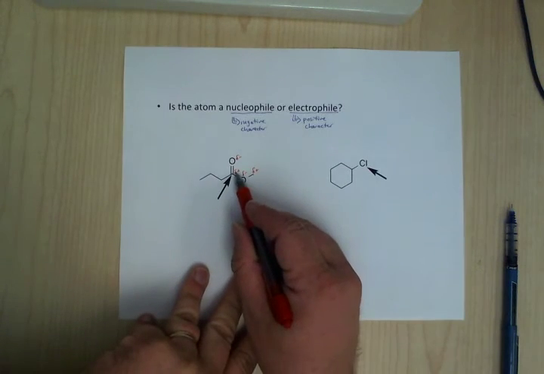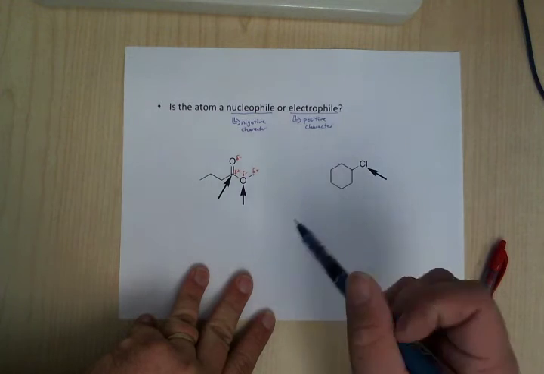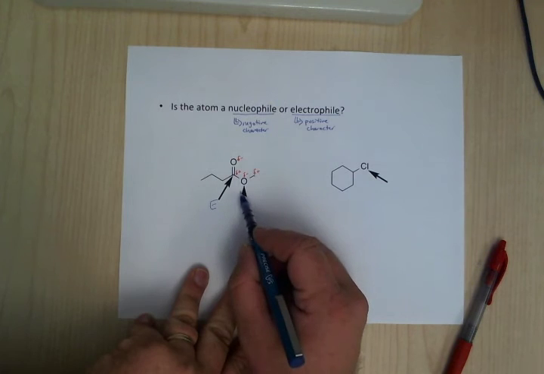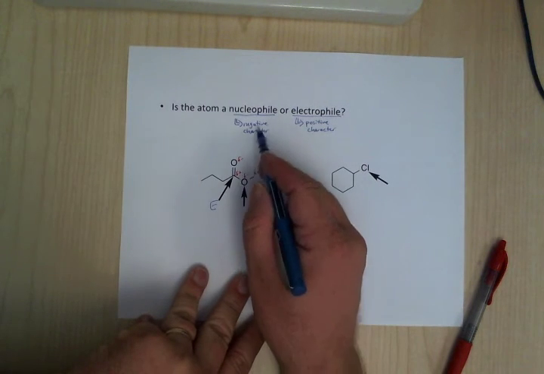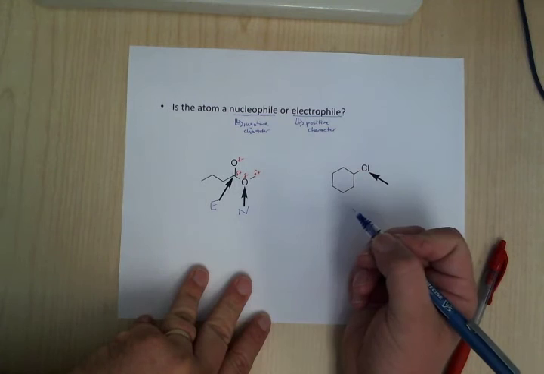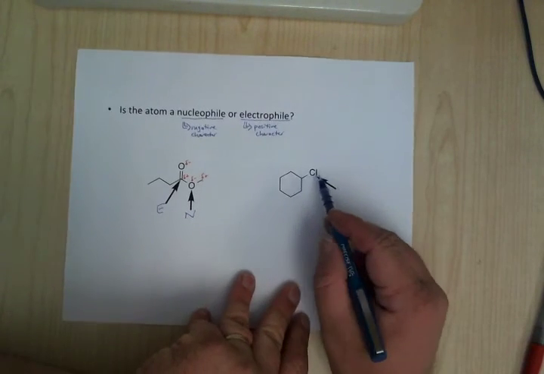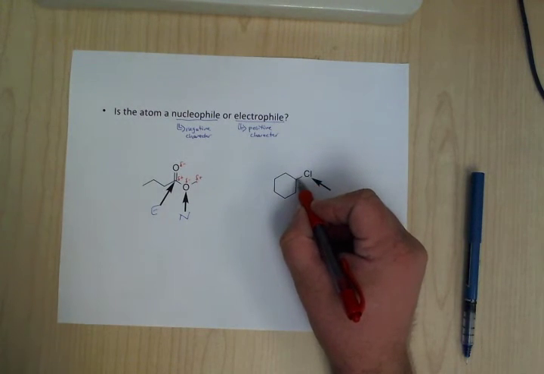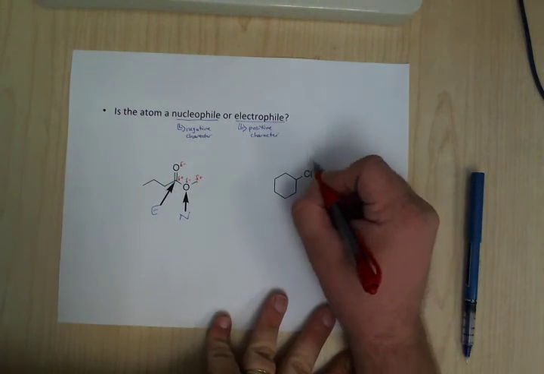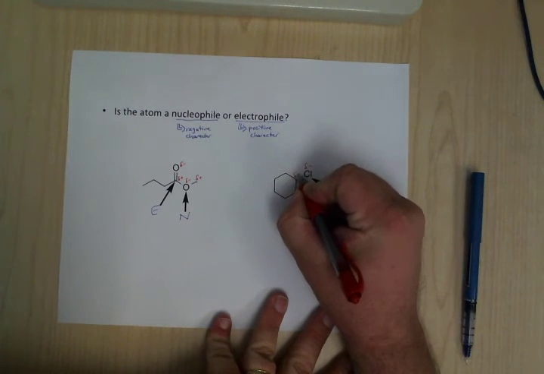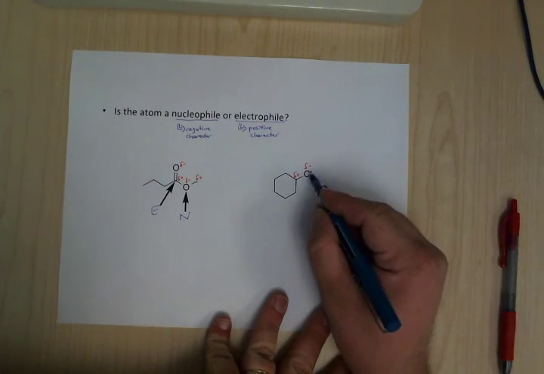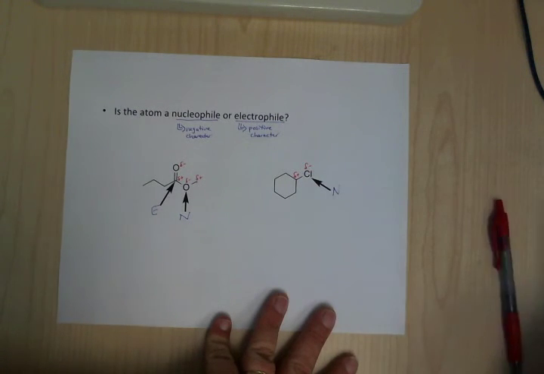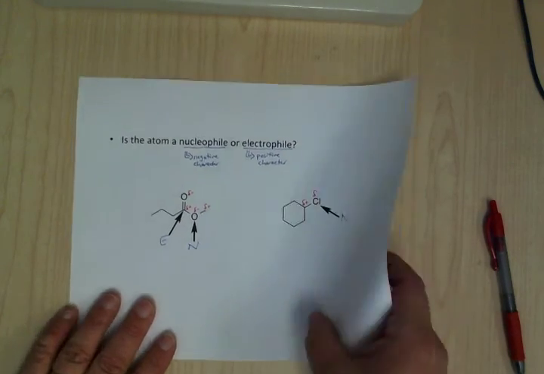Okay, since this is a partial positive, it's positive character. That makes this the electrophile. This has negative character to it. It doesn't have to be a negative charge, but at least have negative character to it. So that makes this a nucleophile. Same goes with this one. Compared to that carbon, the chlorine is going to be a little more electronegative, so it's going to be partial negative, and this is going to be positive. So there's negative character to it. That means that this is the nucleophile. There you go.